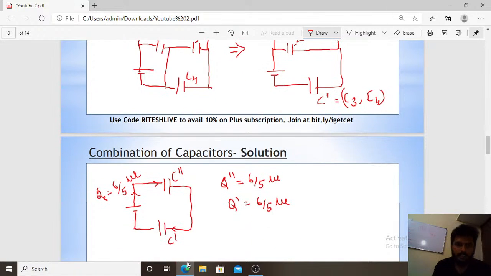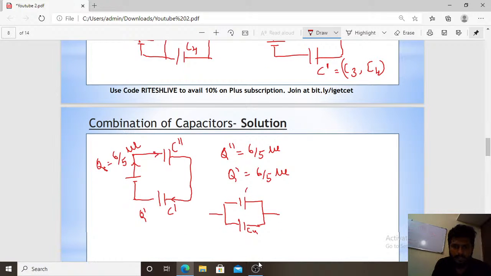Okay, so I can write this as how much? So this is Q dash, the combination of C4 and C3, that is nothing but they are in parallel, right? So this is C4 and this is C3. Yes, okay. So how much charge we had? Q dash, that is 6 by 5.